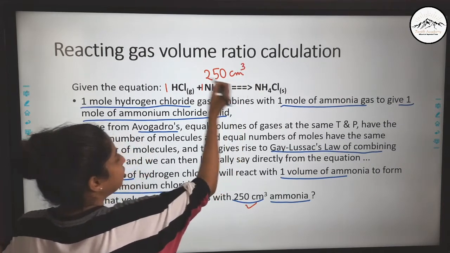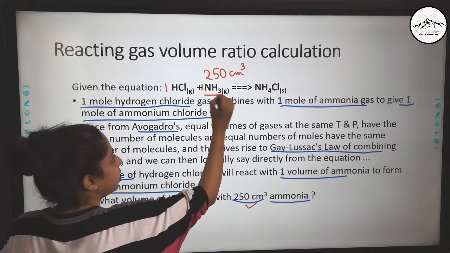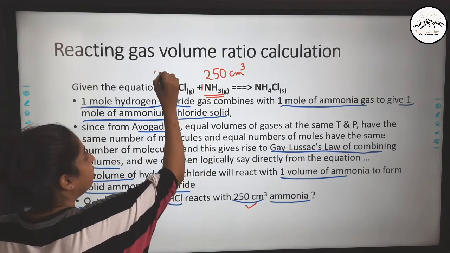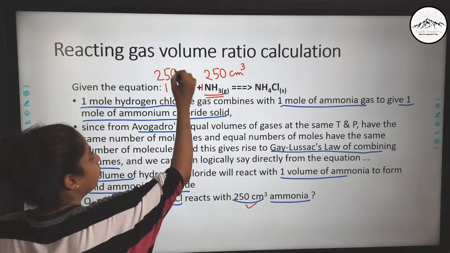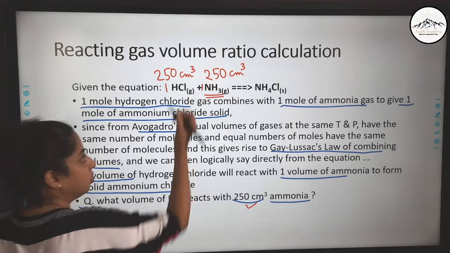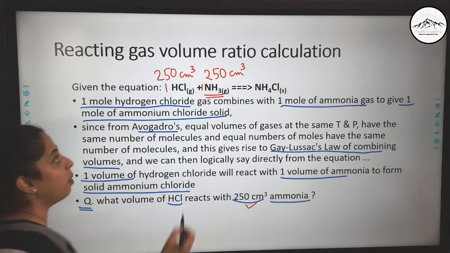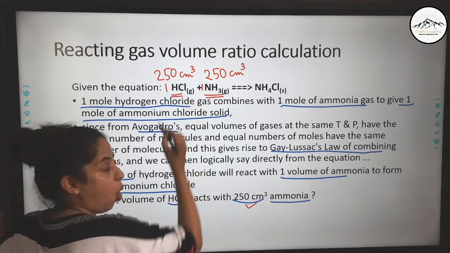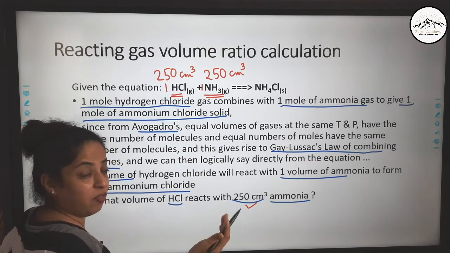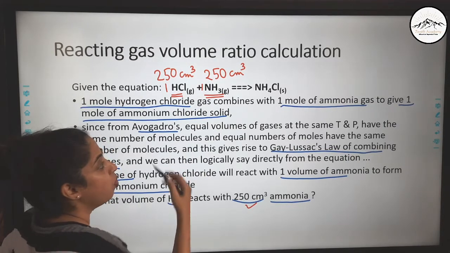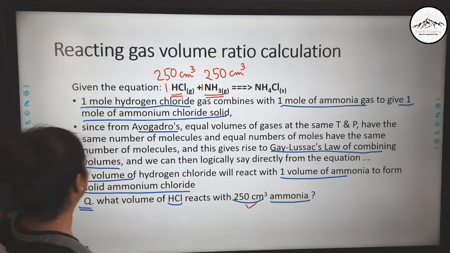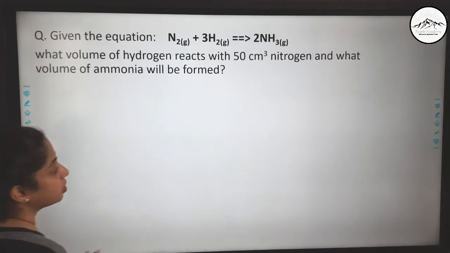And since the ratio of volumes is the same, 250 centimeter cube of ammonia will react with 250 centimeter cube of HCl. Okay. So this is how you will determine what volume of the reactants will combine together to form what volume of the products. Let us solve some sums on this.